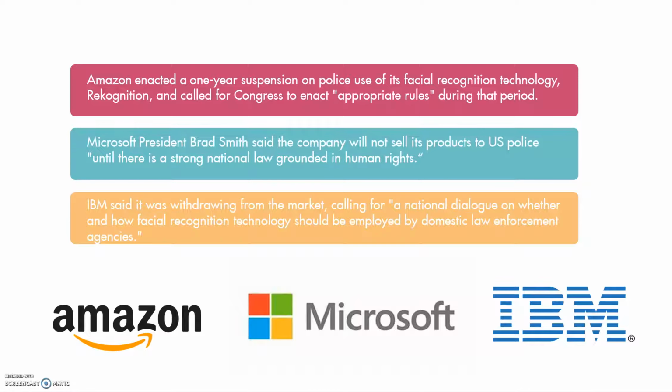Microsoft said they will not be selling any of its products to law enforcement until there are safeguards in place and regulations on it, where IBM has pulled out of the facial recognition business completely, calling for a national dialogue on whether and how facial recognition technology should be employed by domestic law enforcement agencies. Well, this is a great first step. There are still many other companies that are selling facial recognition technology to law enforcement today. And without regulation, like it stated in the video, they can use it for any reason that they want, whenever.